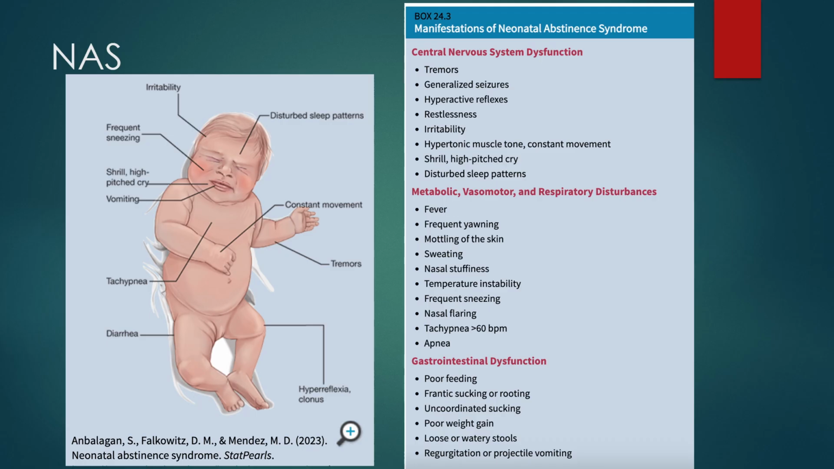This figure is actually from your book. I want to outline what NAS looks like in a baby. First, it's going to impact the CNS, which causes significant tremors, irritability, fussiness, and a shrill, high-pitched cry. Those are probably the most common things that are noticed when caring for these babies.